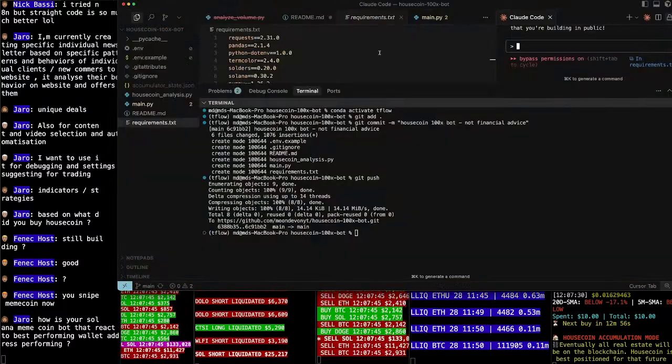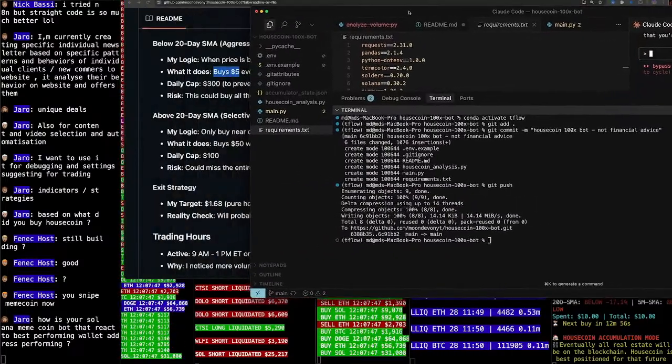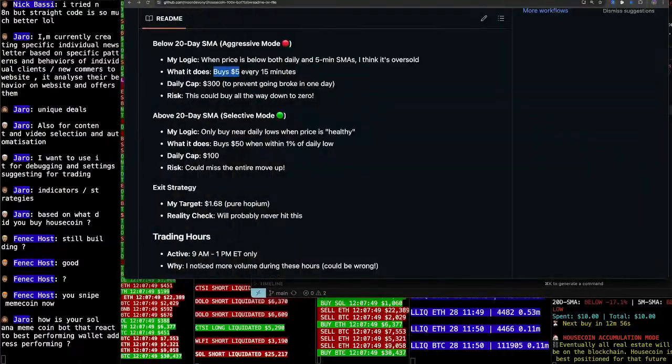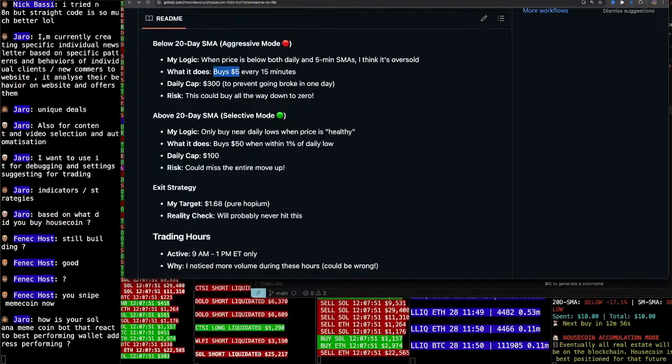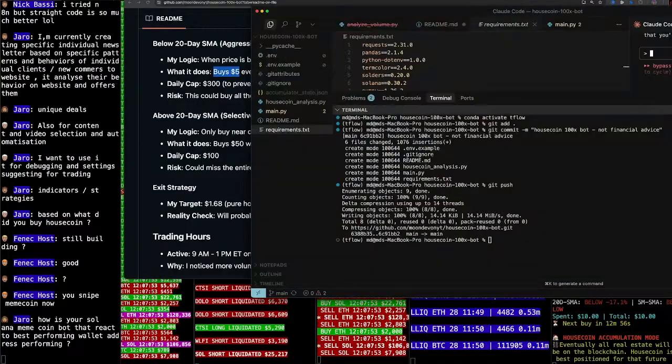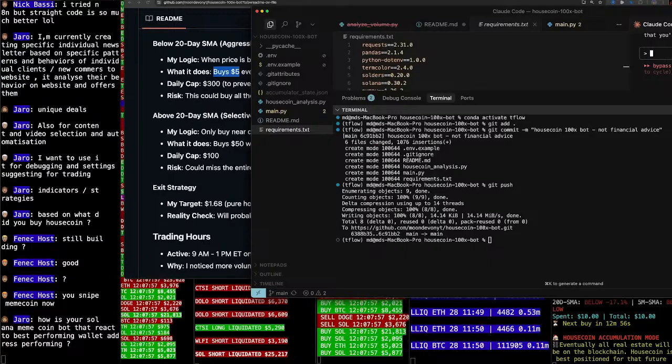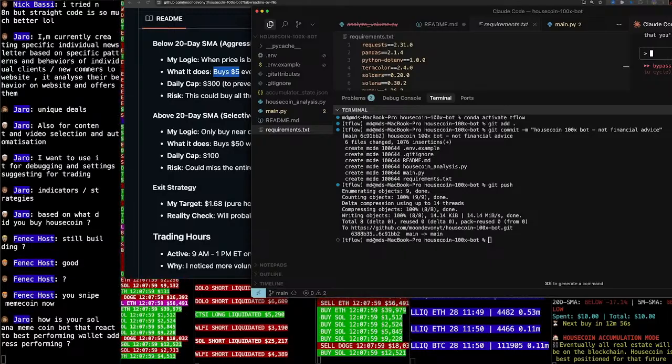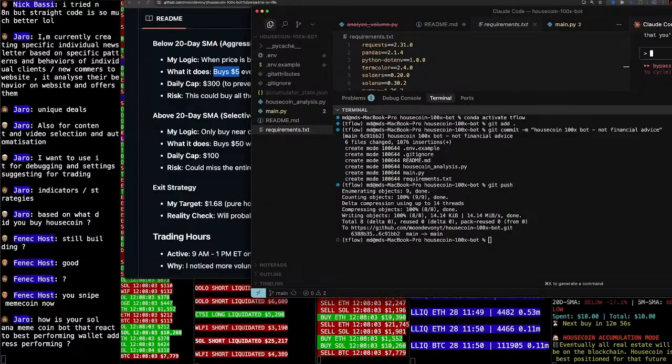So in the README, let's go ahead and make a couple updates. Right now it says what it does, buys 5 every 15 minutes. Let's have it say it buys X dollars every Y minutes, and then a daily cap of whatever I put it at. So I just don't want any set-in-stone numbers there.